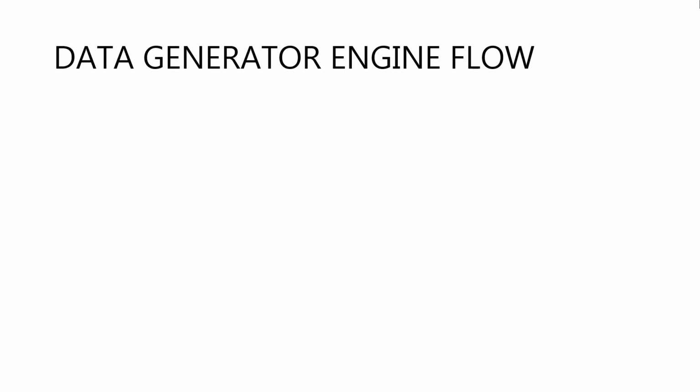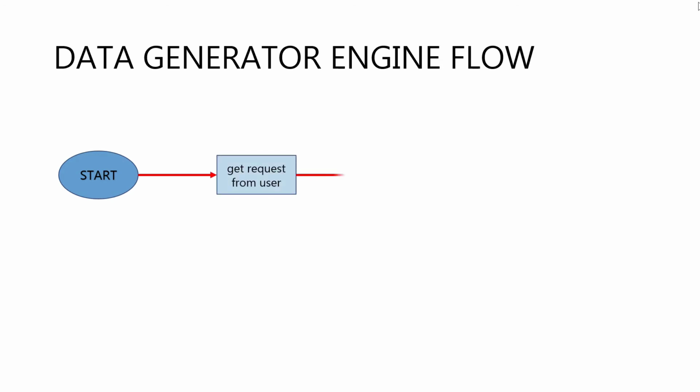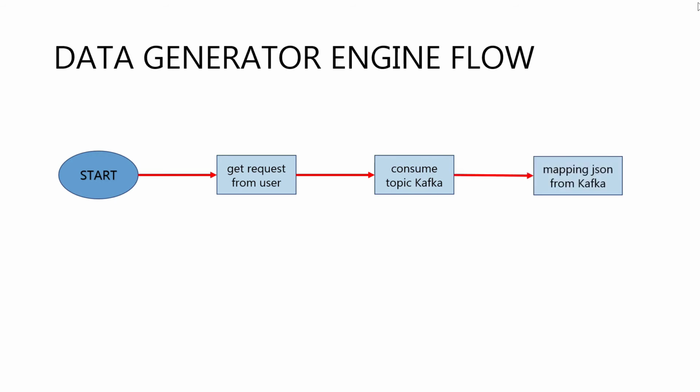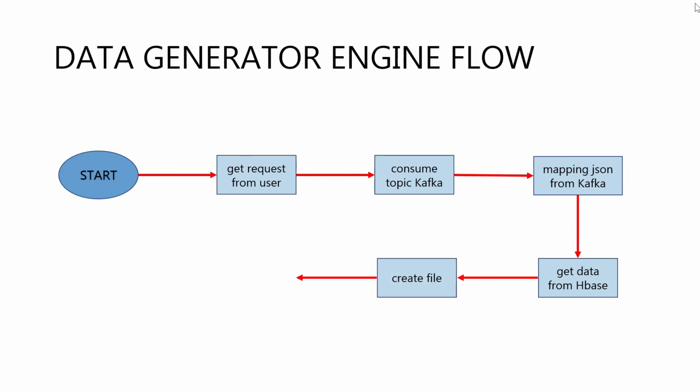The following flowchart explains the process of data generator. After getting a request from user, the request will be sent to Kafka to queue. The engine will read the request from Kafka's queue and map JSON from Kafka. And then it gets the data from HBASE to create file in HDFS and save the log into MySQL.